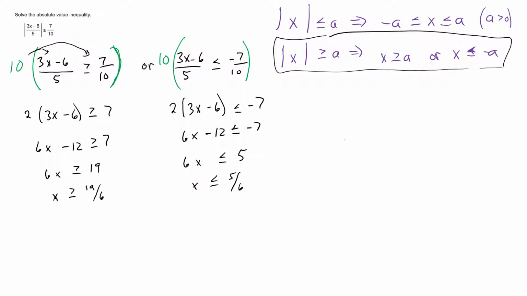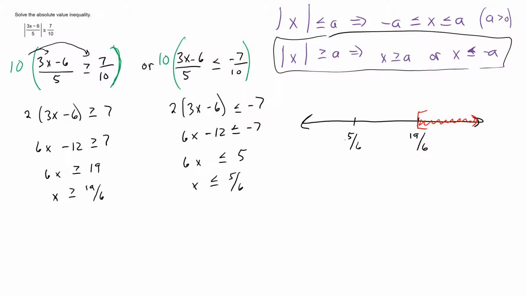But MyMathLab wants interval notation. Sometimes it's easier to get interval notation if we graph it first. So here's a number line. 5/6 is the smaller number, so I'll put that on the left, and 19/6 on the right. And we have x is greater than or equal to 19/6, so I'll shade to the right with a bracket or a closed circle on the 19/6.